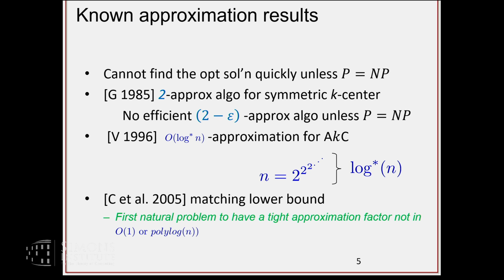Usually we get either constant approximations or log n or something, but just an interesting side note is that it's kind of cool that log-star n came out of a natural problem. Okay, but anyway, this is what's known in the worst case for these problems. Any questions so far? All right.